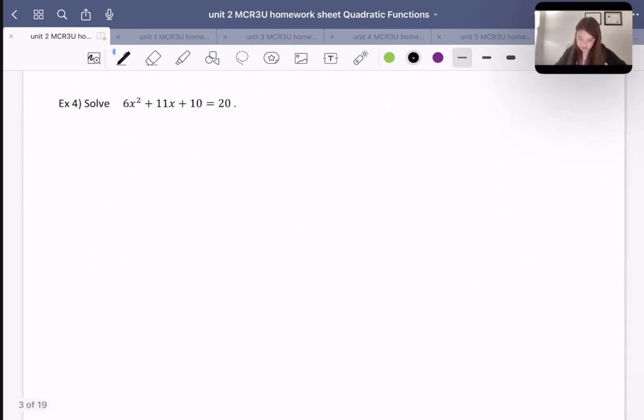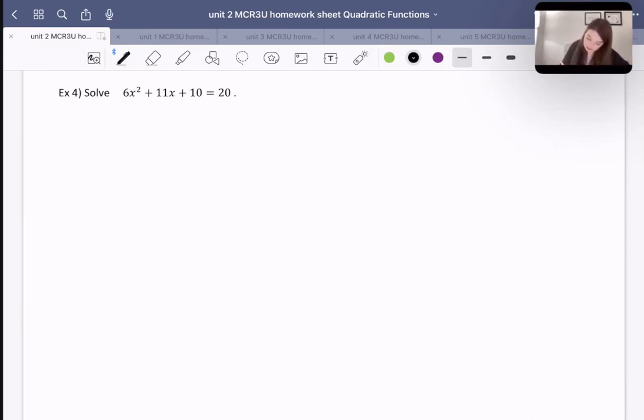The next one says to solve 6x squared plus 11x plus 10 equals 20. So based on the fact that this is solving by factoring, I'm going to solve this by factoring. However, there are other ways to solve this too, and it doesn't really specify. I'm going to solve by factoring, but take that as you will. There are other ways to solve this.